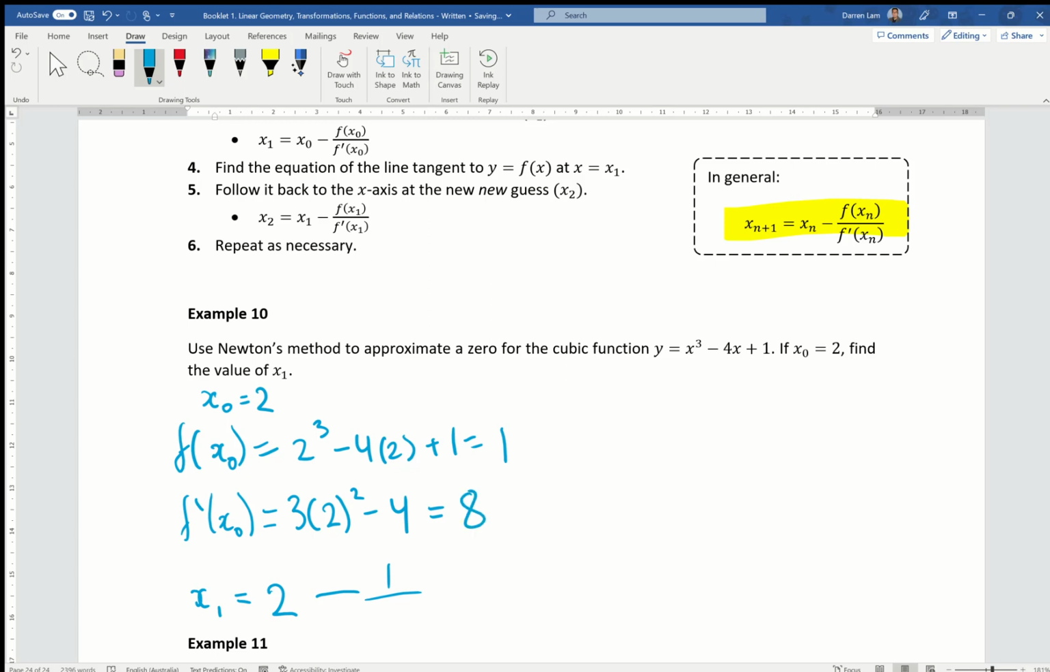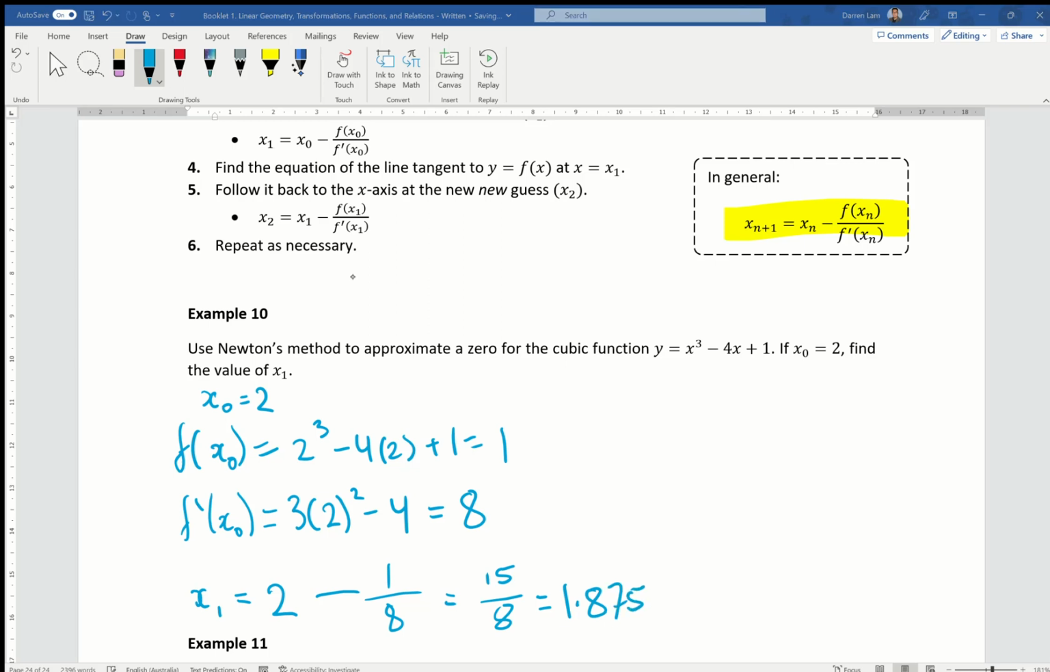3 times 2 squared, that's 3 times 4, 12 minus 4 gives us 8, and then that becomes 8. I feel like I'm all over the place, apologies. Which just simplifies to 15 over 8. If I put 15 over 8 in my calculator as a decimal, it equals 1.875.